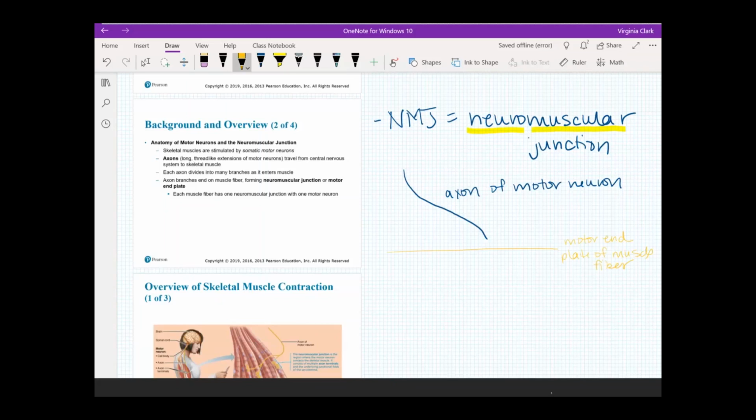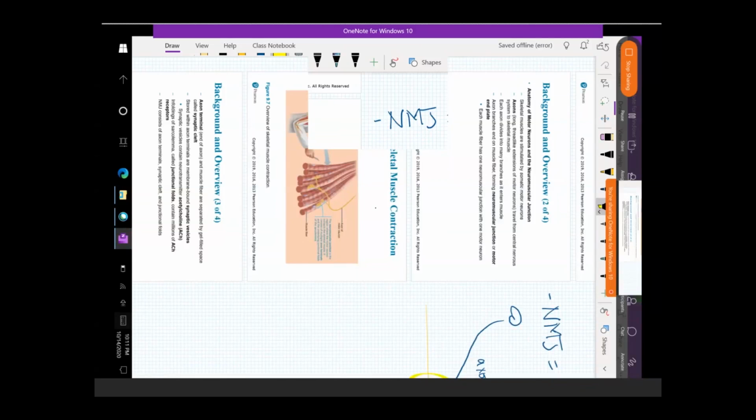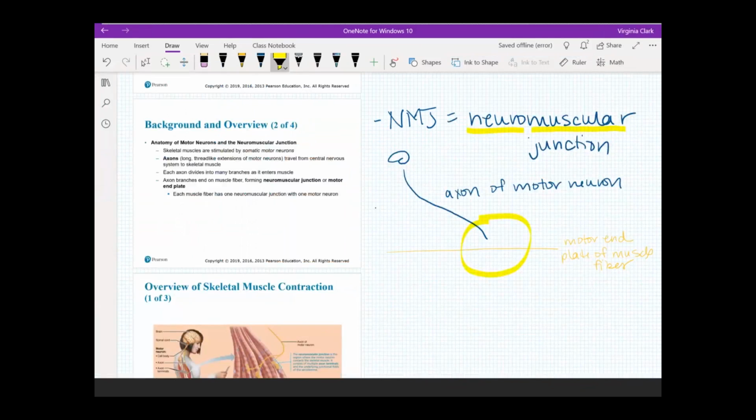So we're going to have the connection between the brain and the nervous system. Here's our little brain, and our actual muscle. So here we're sending a communication down the axon of the motor neuron, and where they actually connect right here is considered the junction. That's where the name neuromuscular junction came from. It's the axon of the motor neuron and the end plate of the muscle fiber.